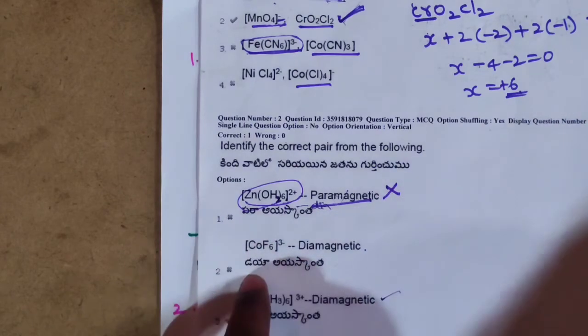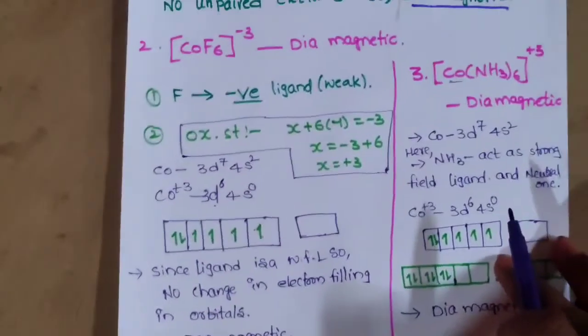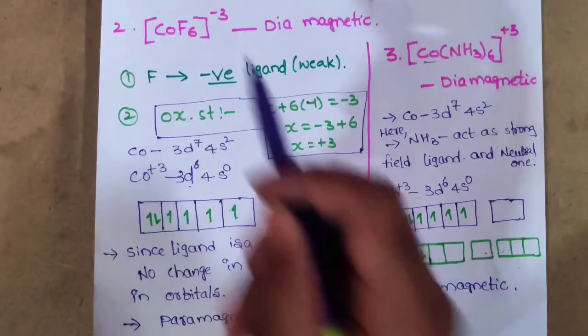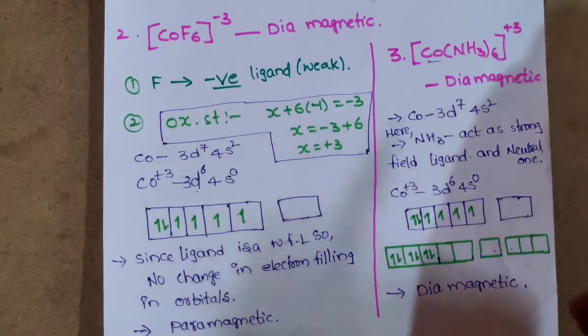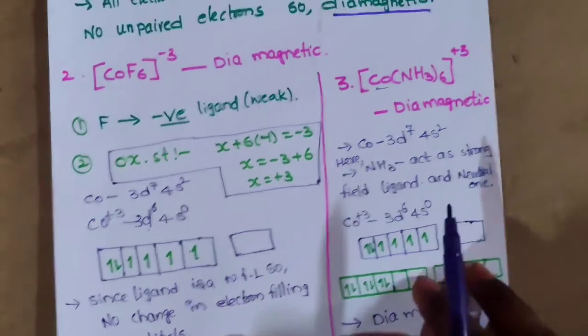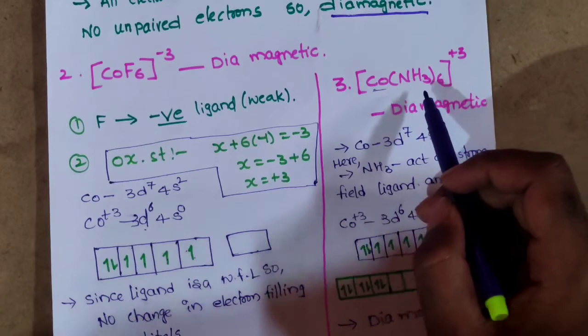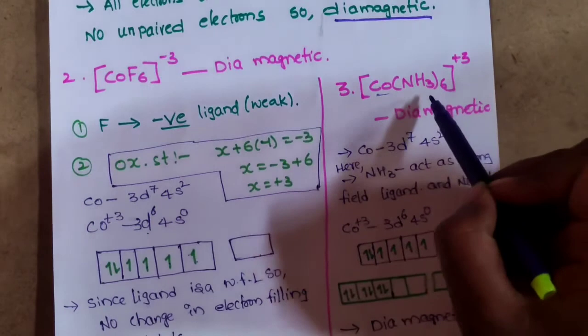Now I am going to explain the second and third options. See, here you can observe the effect of strong field ligands and weak field ligands. Generally, halides are weak field ligands. Remember that halides are weak field ligands, and they are mononegative ligands, with a -1 charge. Amine is also a weak field ligand, but sometimes it acts as a strong field ligand. Here, when it is bonded with cobalt, it acts as a strong field ligand.